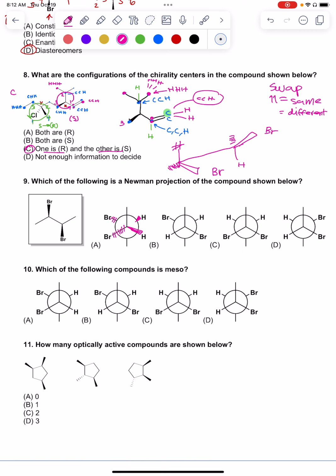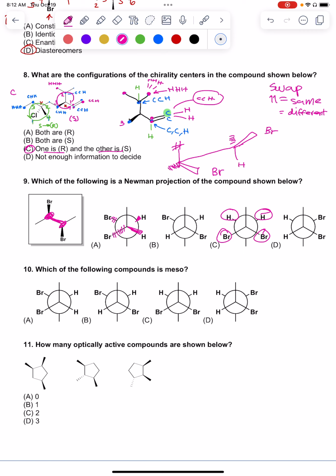But I also want to look at my other answers just to make sure that I'm not missing something really silly. Like the fact that this one here has 2 bromines on the front carbon, and this one also has 2 hydrogens on the back carbon, and that's just not true. Because remember, we're looking at this carbon here and this carbon here, and we're looking down this bond.